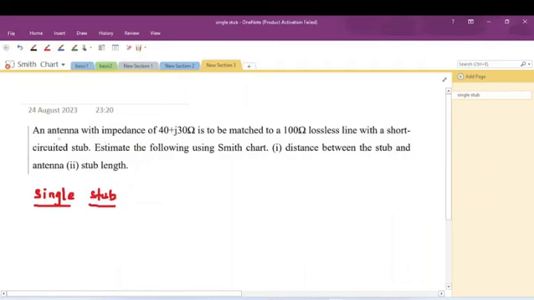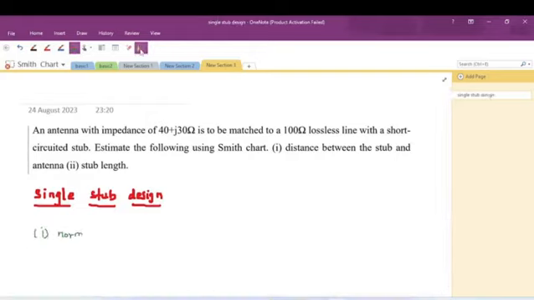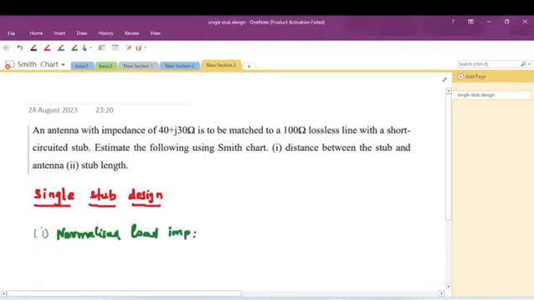We are going to see the important problem, the single stub design. You need to follow the design procedure, then it is very easy. Here the first step is to calculate the normalized load impedance, as usual. So how do you calculate the normalized load impedance? That is small zL equal to capital ZL divided by capital Z0.